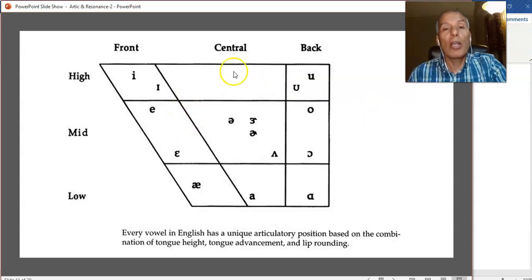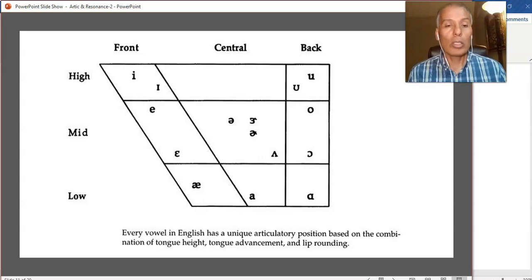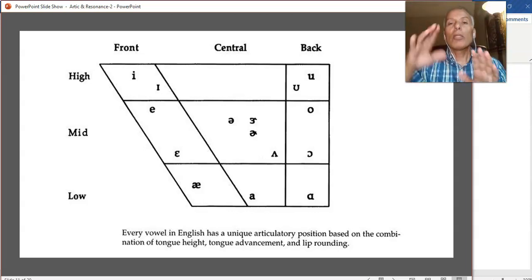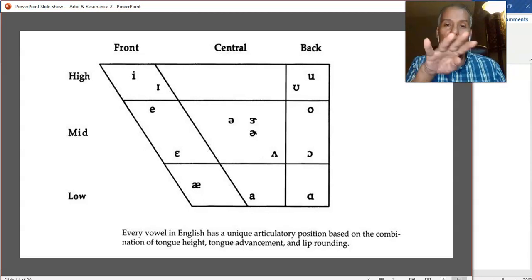You need to be prepared. If I ask you to describe the central vowels, or the back vowels, or the front vowels, I'll give you individual vowels to say, describe them for me. You cannot say, oh, the tongue goes left and goes right and goes up. No, you must use the 4 descriptors as I use them here. Otherwise any other answers would not be acceptable.